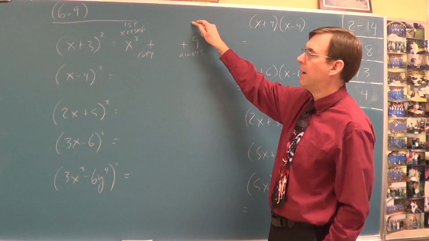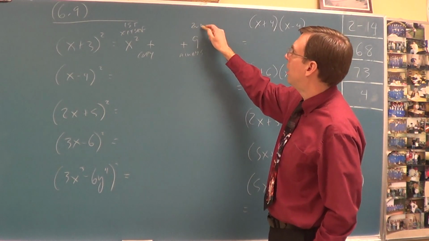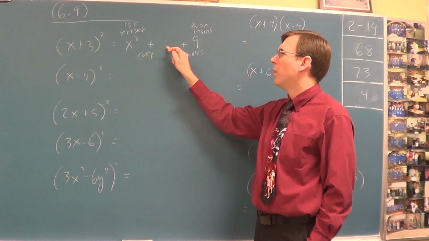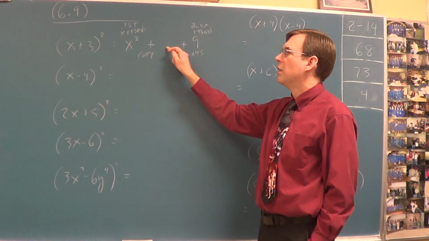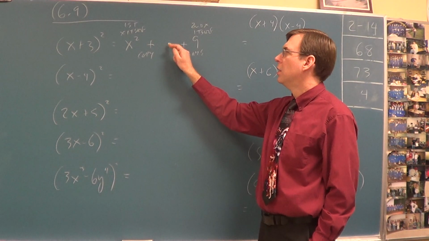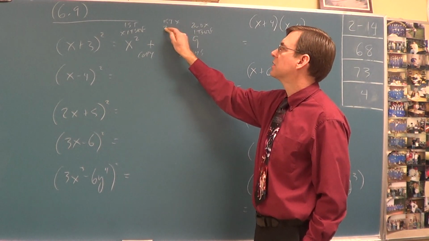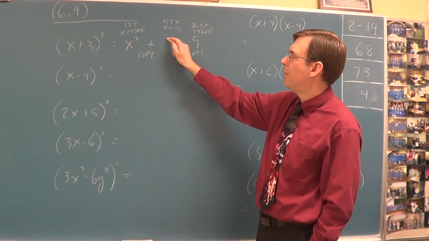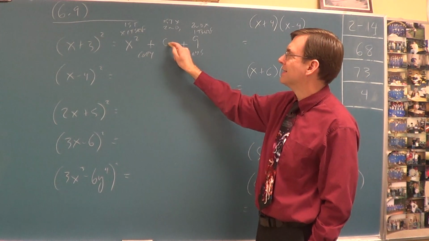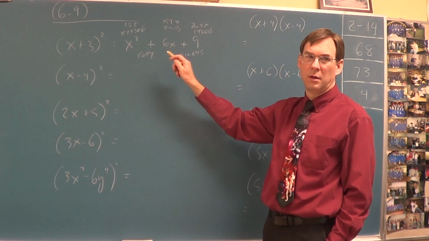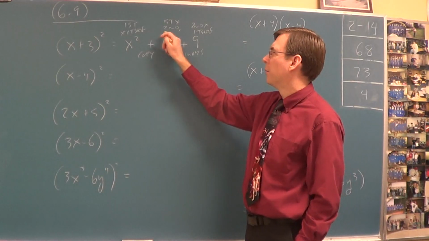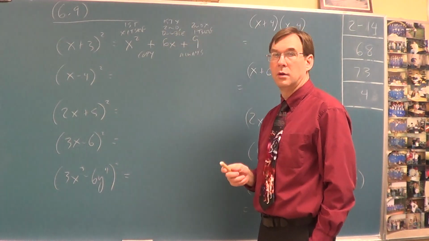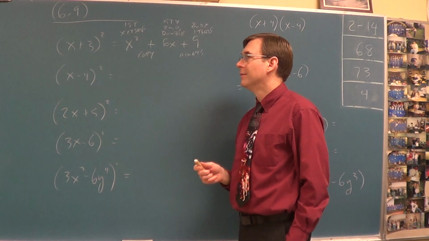Do you remember how it ended? 9. How'd the 9 come? 3 times 3. Yeah, the second one times itself. And then do you remember what went in the middle? 3x was involved. We would take the first one times the second one. That is 3x in our mind, but on my board it is 6xy, because you would double it. Why were we doubling it? Because it's to the second power.